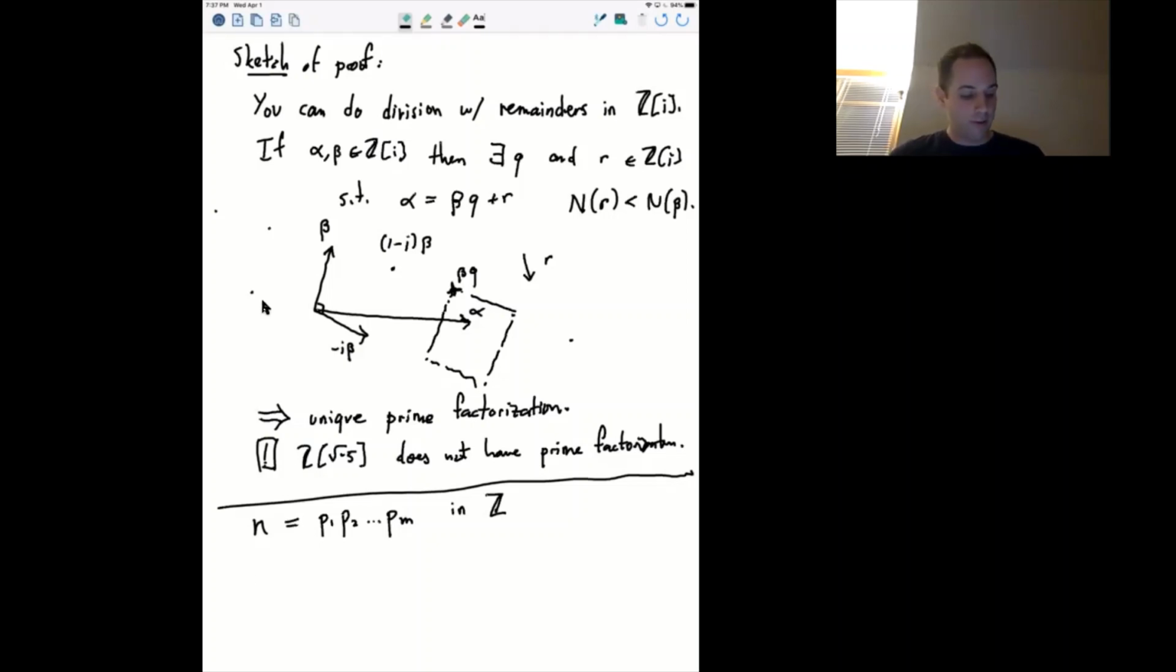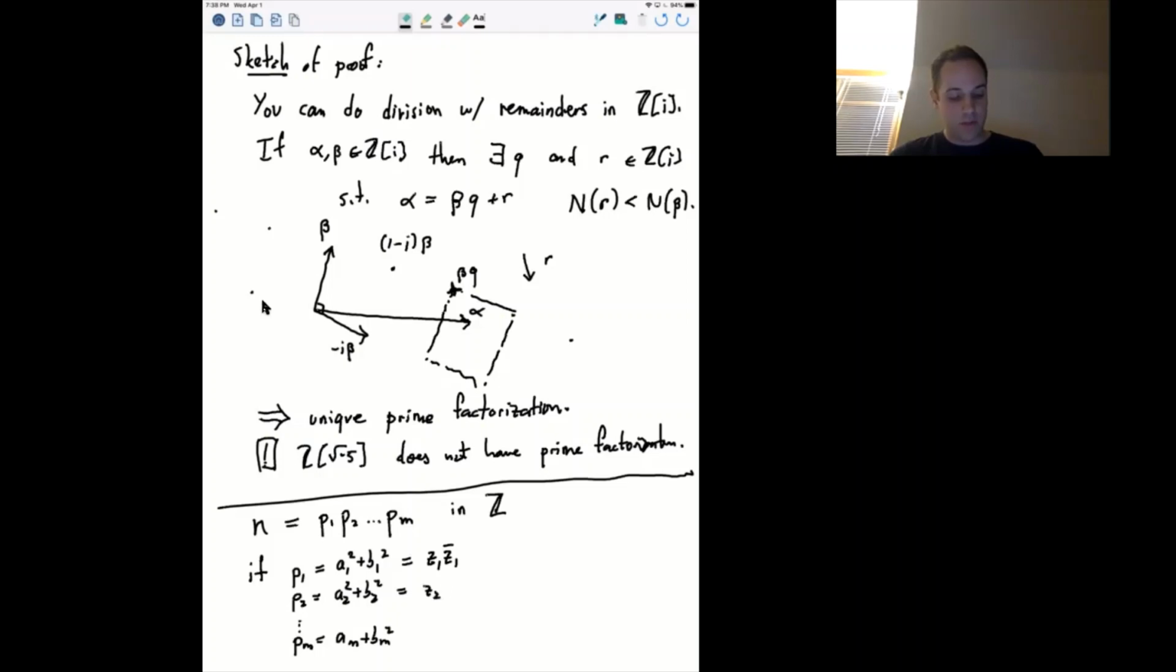So if I could write p1 as a1 squared plus b1 squared, and I could write p2 as a2 squared plus b2 squared, and so on and so forth for all these primes, then I'd be in good shape, because that would mean that p is equal to some z1 times z1 bar.